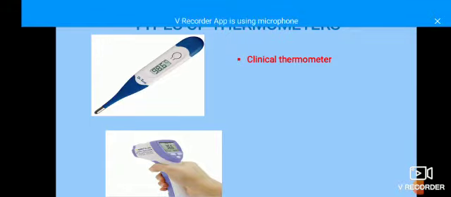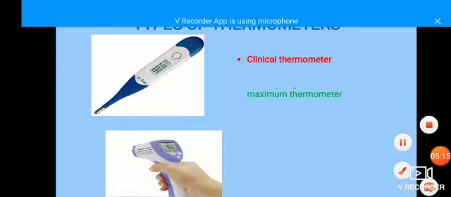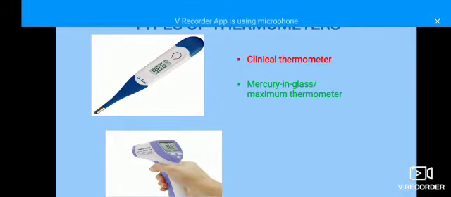The second type of thermometer is the mercury in glass or maximum thermometer. Mercury in glass or maximum thermometer. What does that mean? I know you're curious, you want to know.